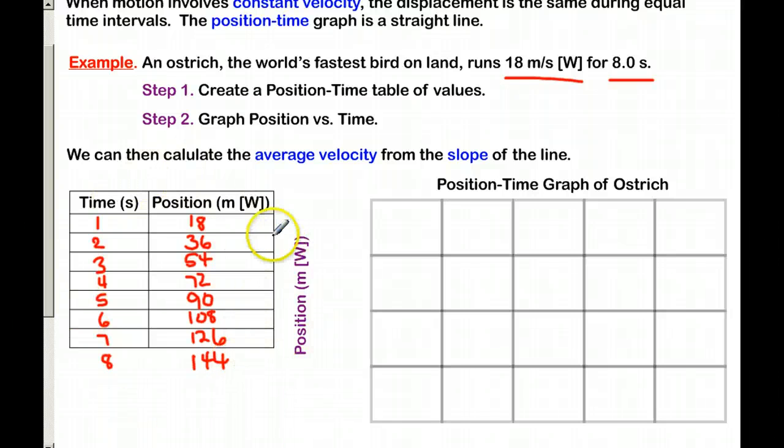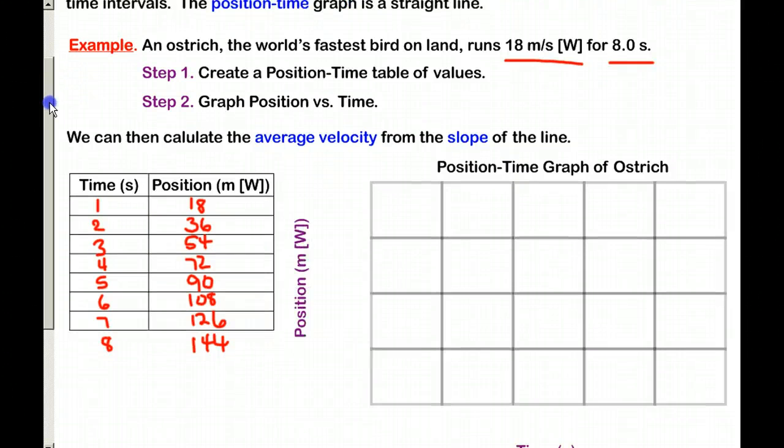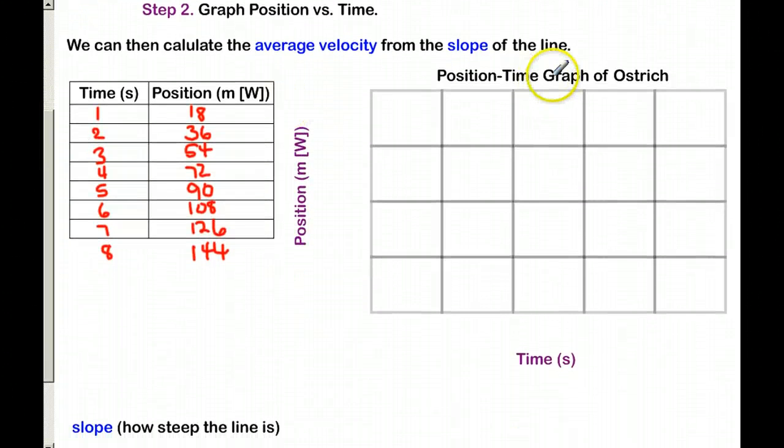Once we have a table of values, our next step is to graph position versus time, a position versus time graph of the ostrich. Here's what we're always going to do. Time will always be on the bottom with our units in seconds. Position will always be on your y-axis or vertical axis with your units in meters. Because position is the same as displacement, it's a vector quantity, so we need the direction.